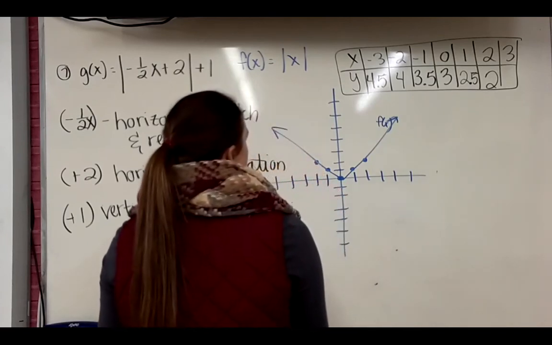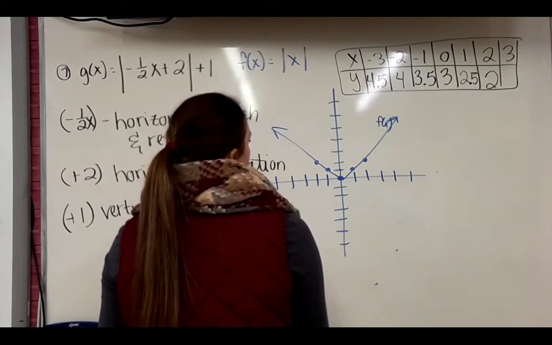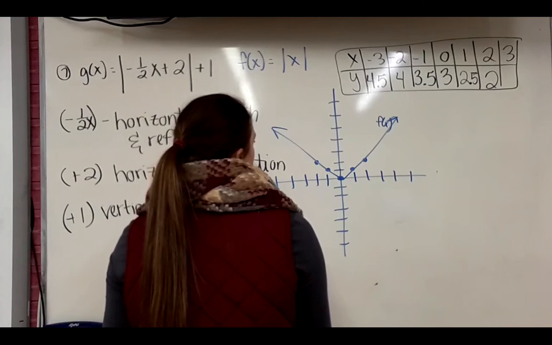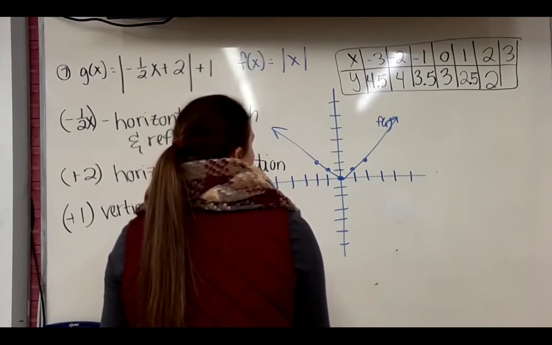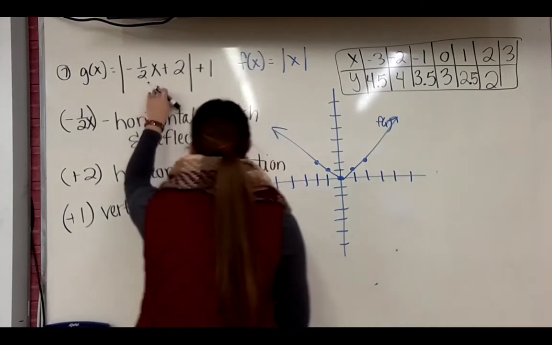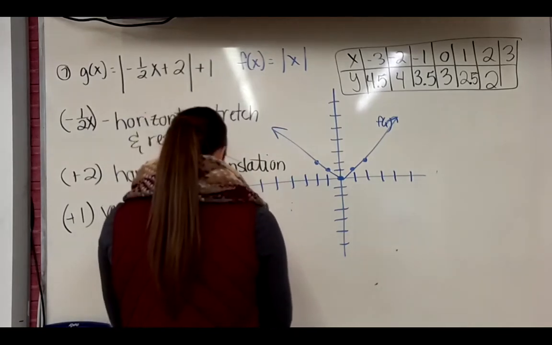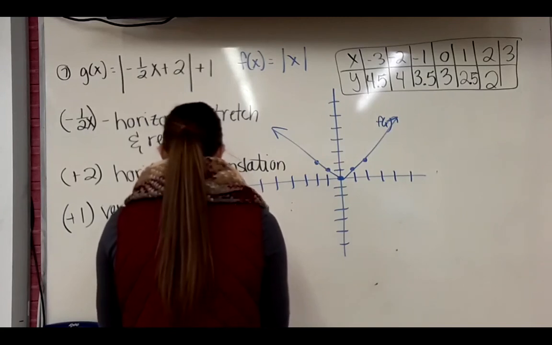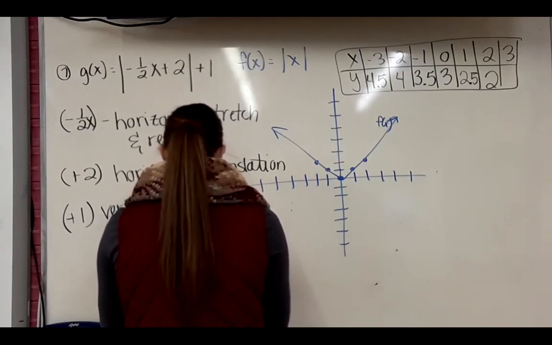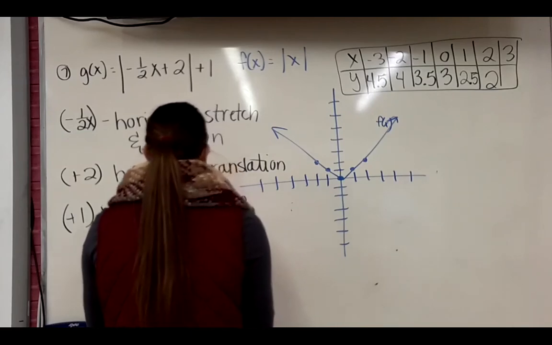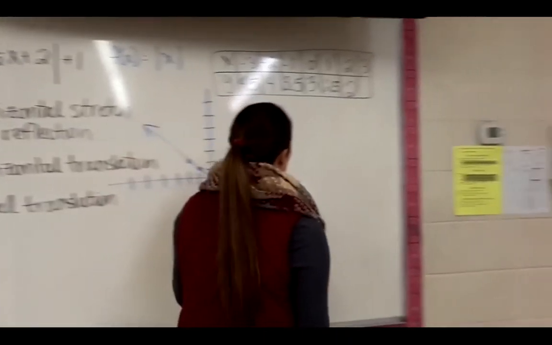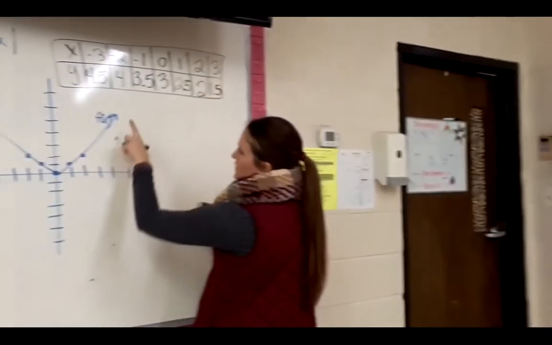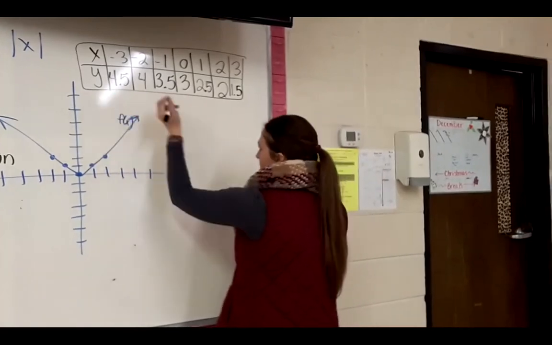I feel like we should have already flipped it. I would have thought it would have been at -2. Maybe not. Okay, so 3. 3 times -1/2 is -1.5. Plus 2 is 0.5. So plus 1 is 1.5. Okay, I'm going to extend my table further that way and see.